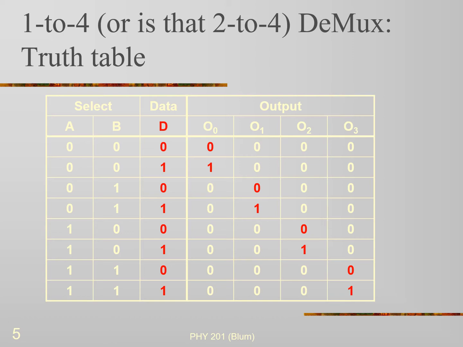So when A and B are 0, then the data, D, which might be 0 or 1, goes through output 0, and all the other outputs are 0. Similarly, if A is 0 and B is 1, down there in the 3rd and 4th rows, then the data gets through to output 1, and otherwise the output is 0. When A is 1 and B is 0, the data gets through to output 2, and when A is 1 and B is 1, the data 0 and 1 down there at the bottom get through to output 3, and all the other output 3s are 0.